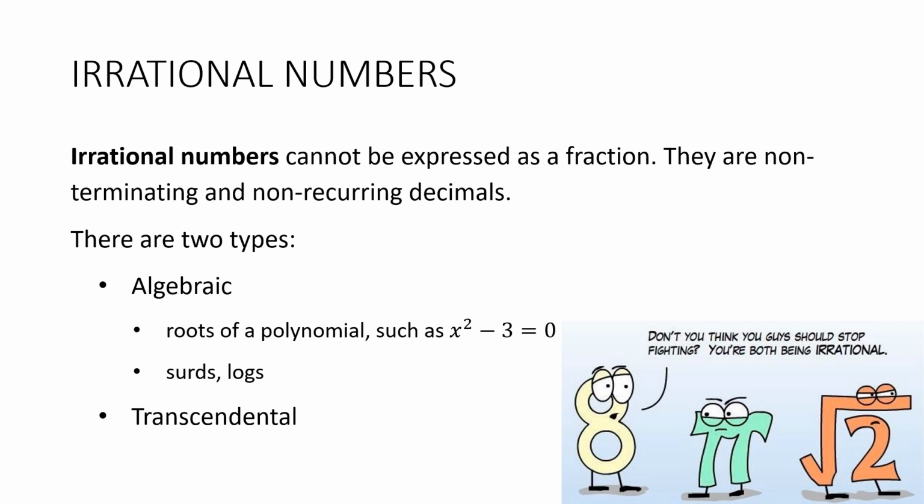And the other type is a transcendental irrational number, and they cannot be found as roots of a polynomial, and that includes pi and e.